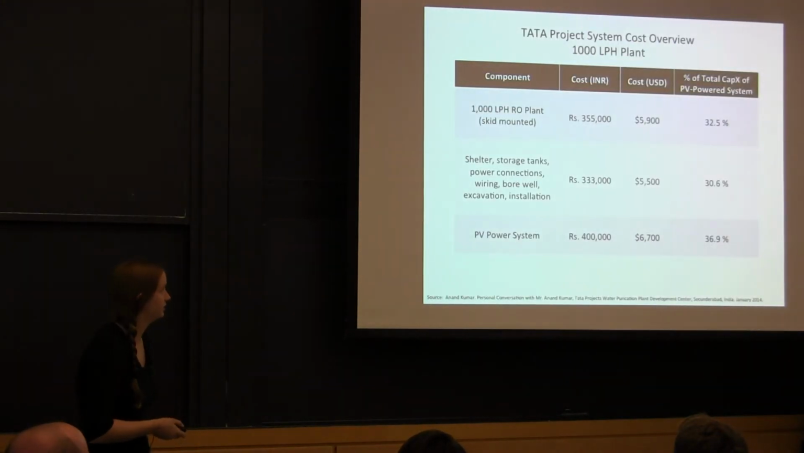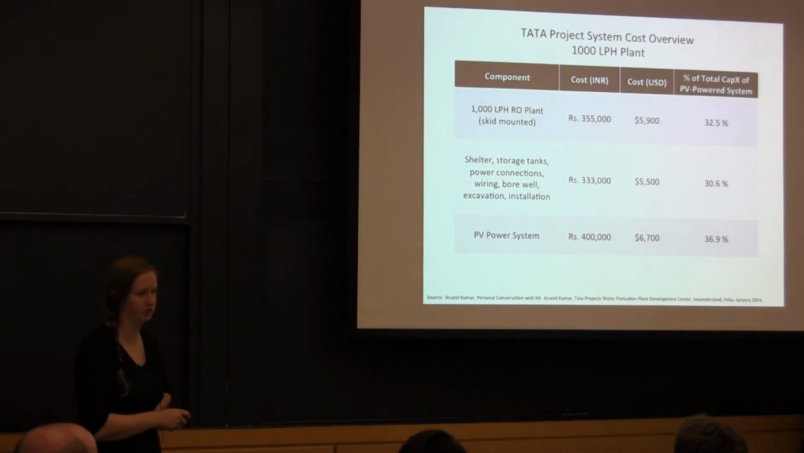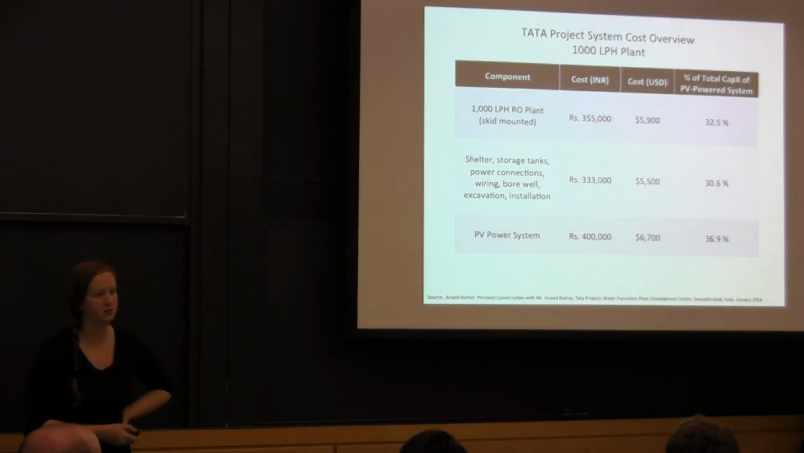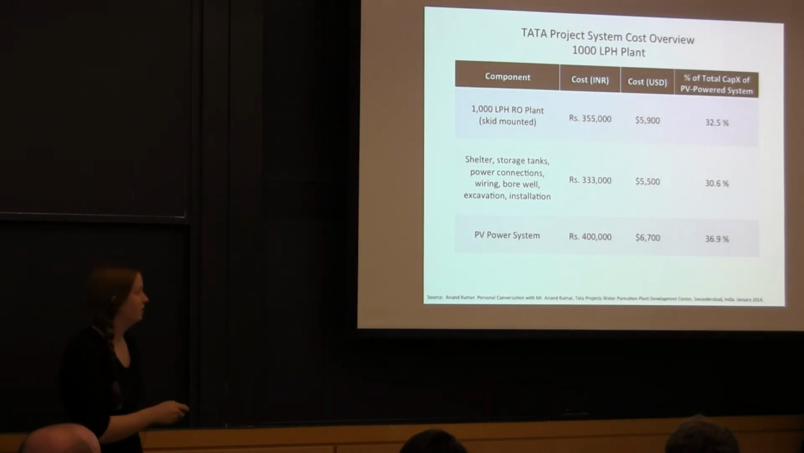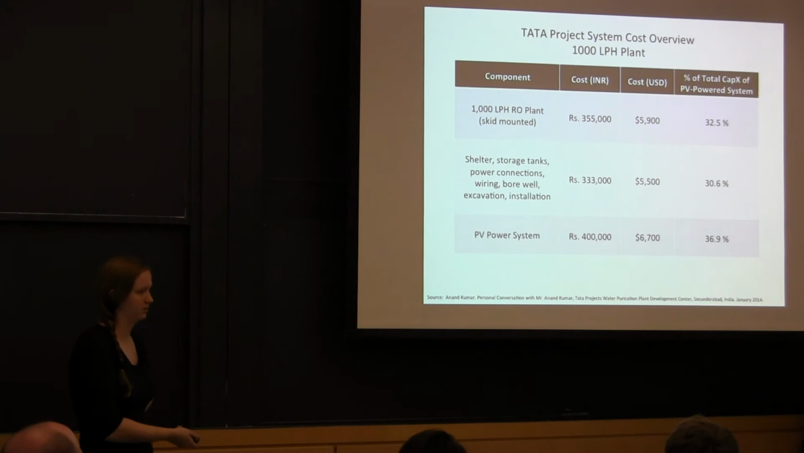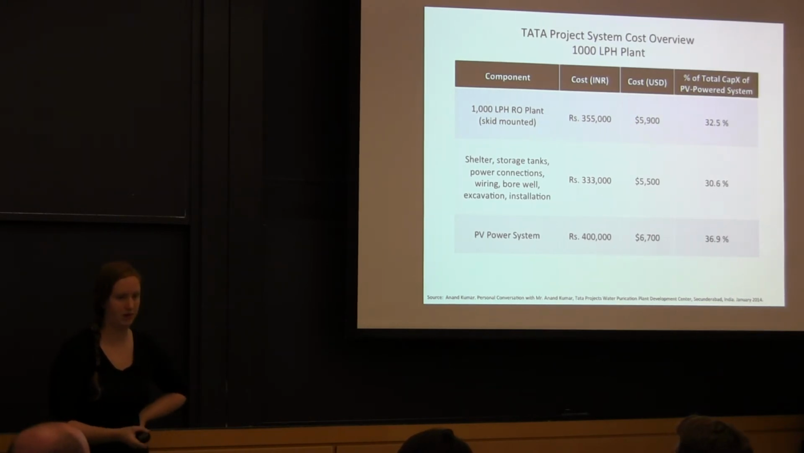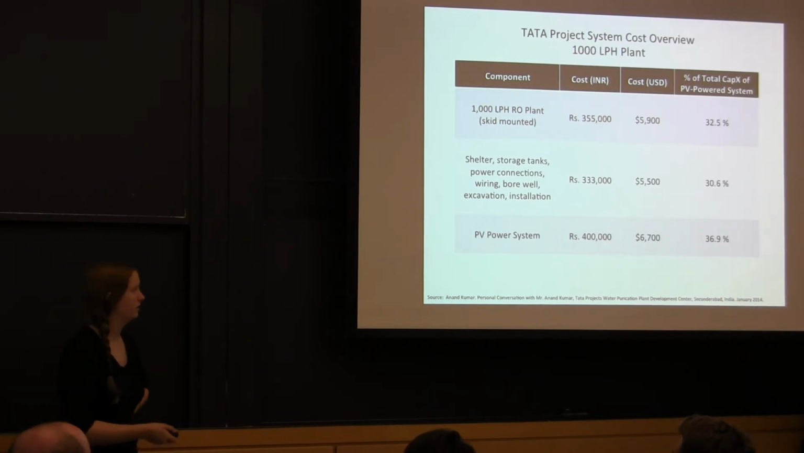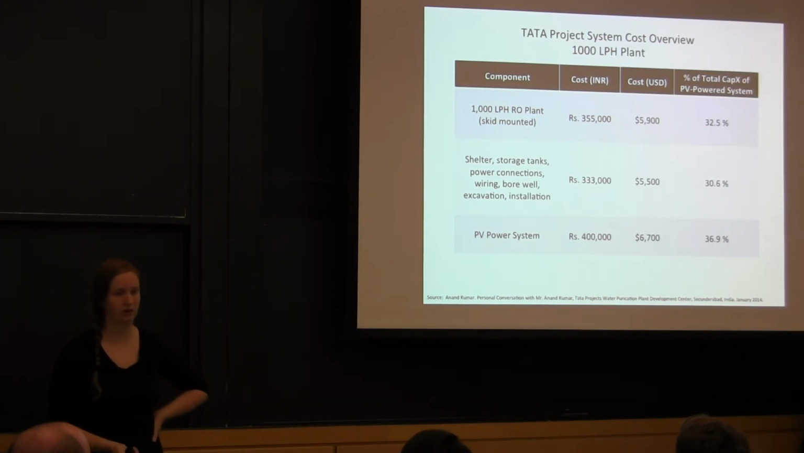The cost of this system, if you break it down between the plant itself, as in what was just shown in the picture, versus the shelter, storage tank, wiring, the bore well excavation, all of that stuff, and then if you move it off grid and try to make it PV powered, you find that the power system is more than a third of the cost of the system itself. And so what that means is that right now they've sold these 600 systems on grid because they can get banks and whatever else to give them loans to get these systems out for a short payback period. But as soon as they move it off grid, it's no longer economically viable.